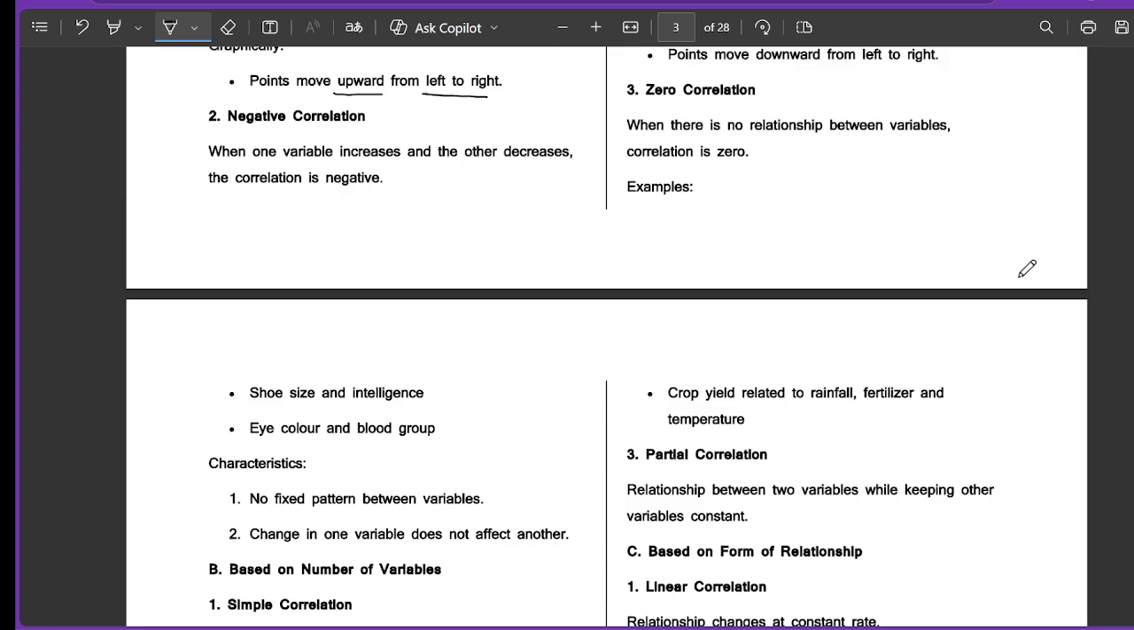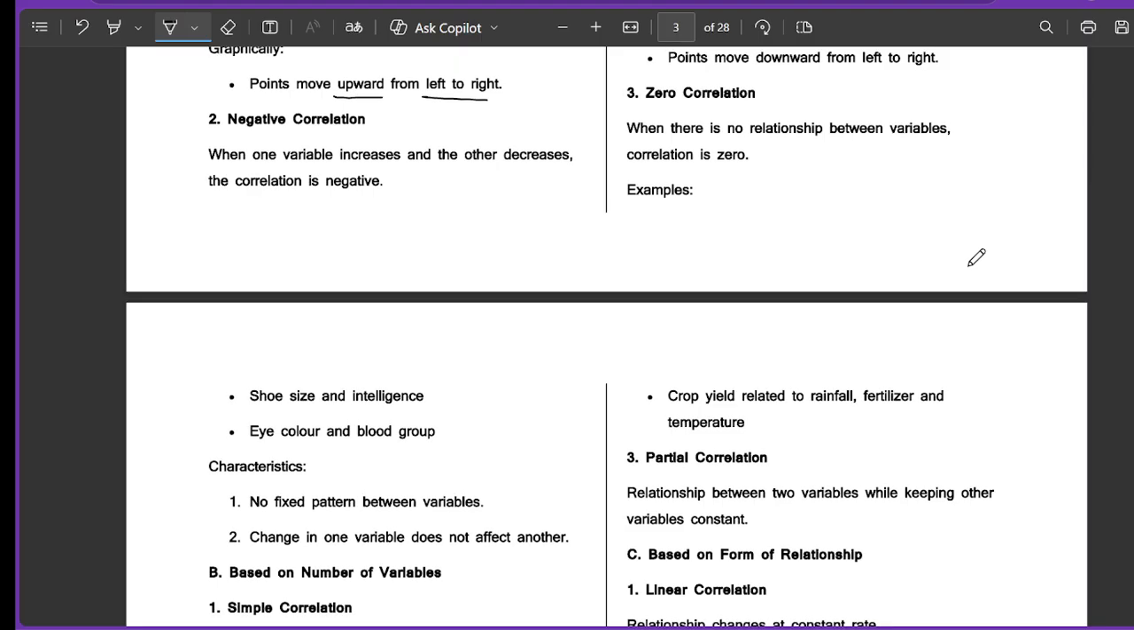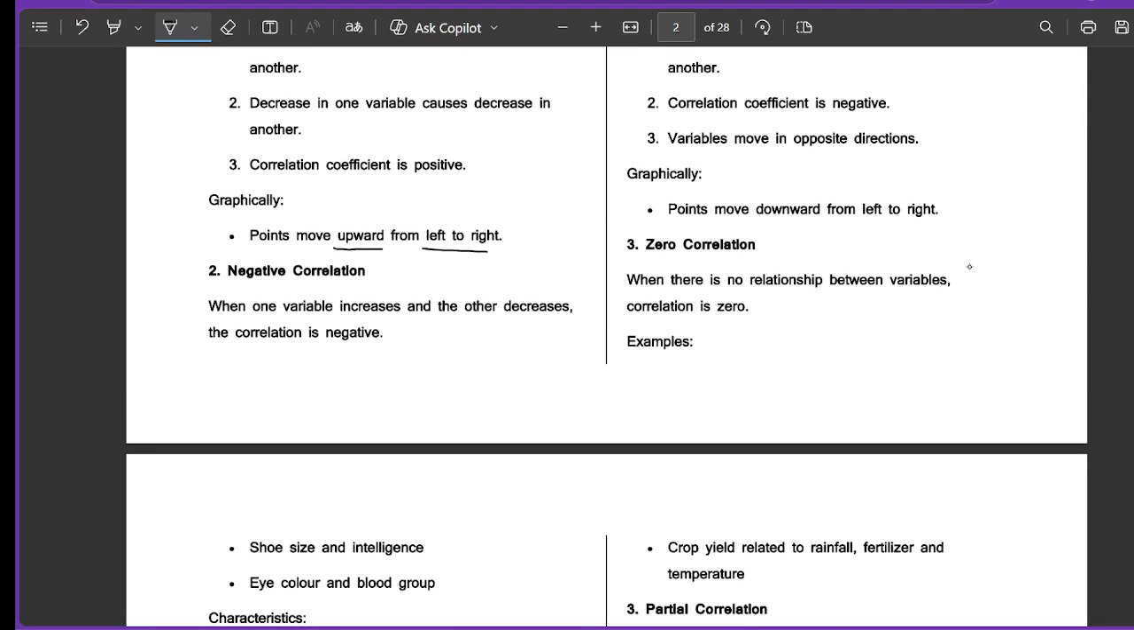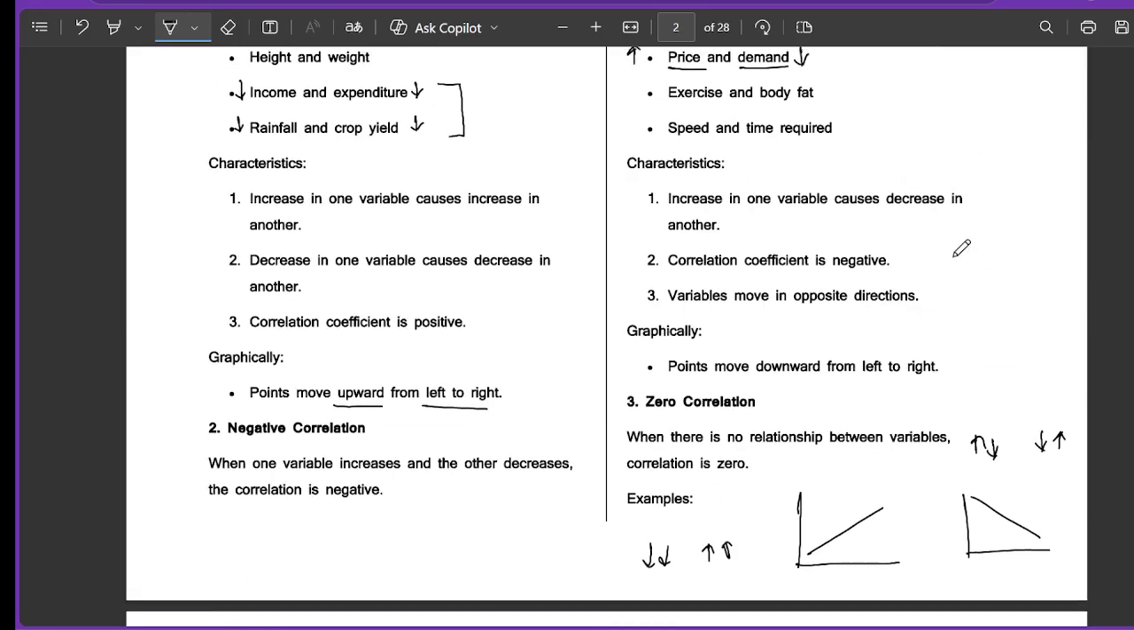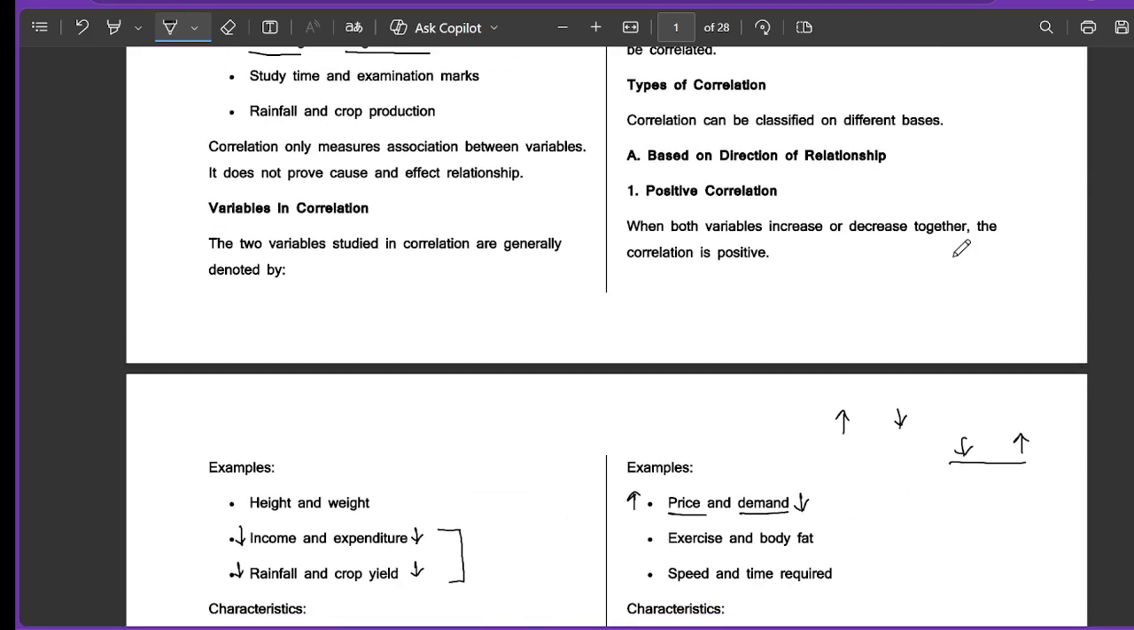Now zero correlation means that when there is no relationship between the two variables, the correlation will be zero. One more important thing is that in the case of positive correlation, whether the two are decreasing or the two are increasing, the graph will be in this slope only. And in the negative correlation, it can be this or it can be this, but the graph will be in this slope. Then the zero correlation is when you do not have any relationship between the two variables.